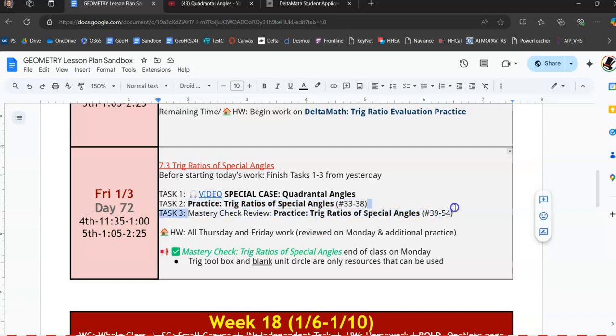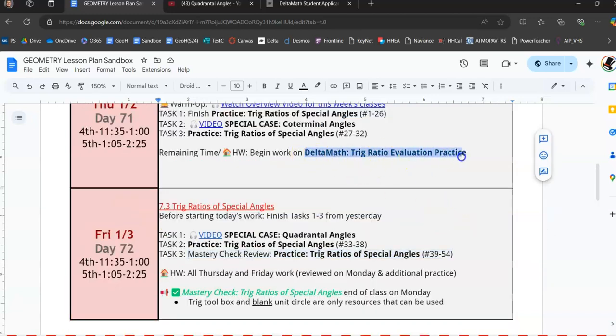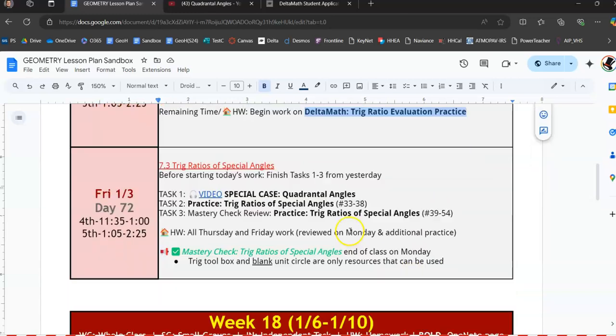But there is a practice on that same exact worksheet, 39 to 54, which is essentially a mixture of what we did pre-winter break, and then mixing in those coterminal and those quadrantal angles as well. On top of this mastery check review, 39 to 54, you once again have that Delta Math that you can use as well to practice this. Remember that these skills are to be done without a calculator, and that the only resource that you have is either your memorized trig toolbox and or your memorized unit circle, which we'll all talk about in just a moment.